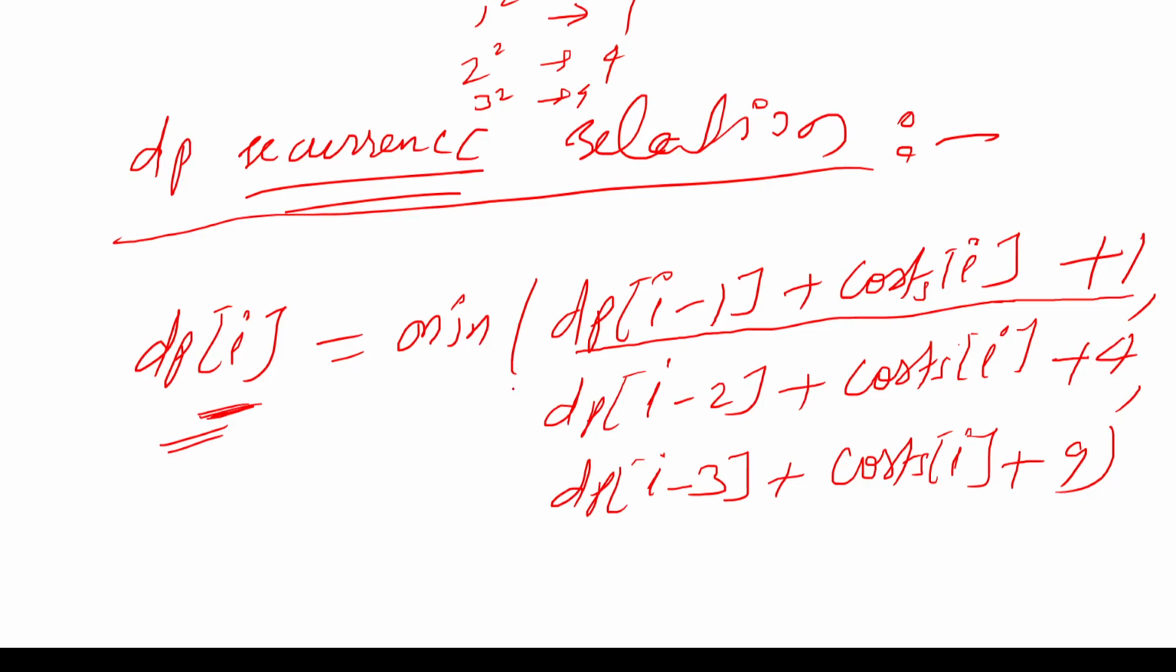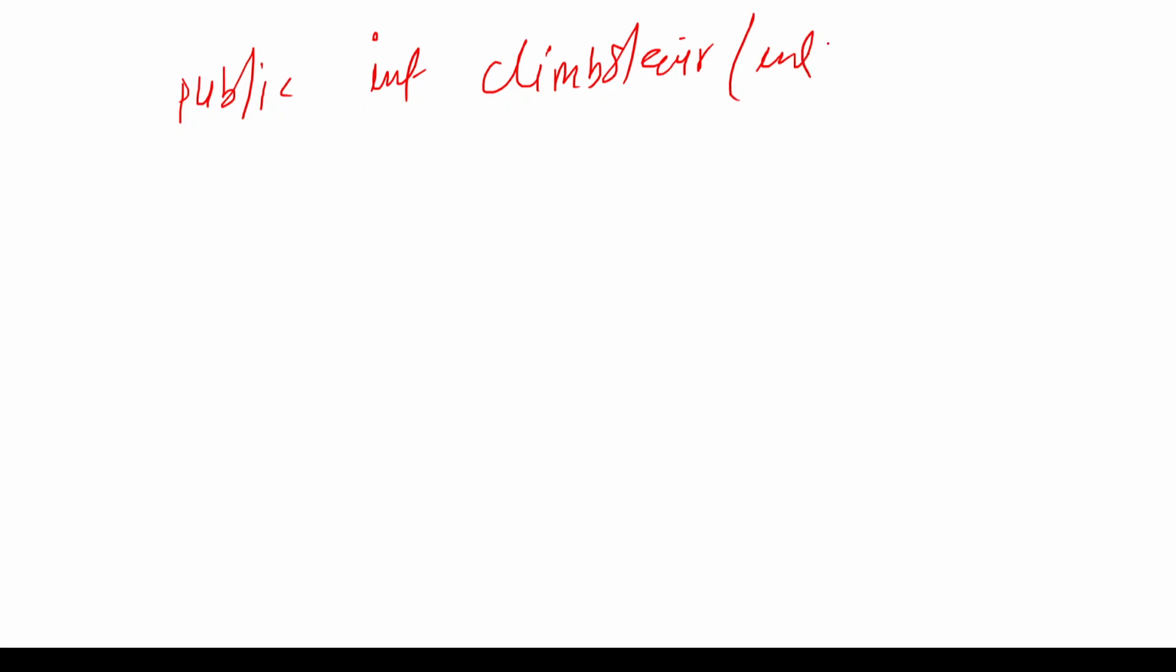Okay, so let's talk about how we'll write the code. Very first, suppose we have been given two things. The function given is public int climbStair, and in the arguments you have int n, and an int array, the costs.